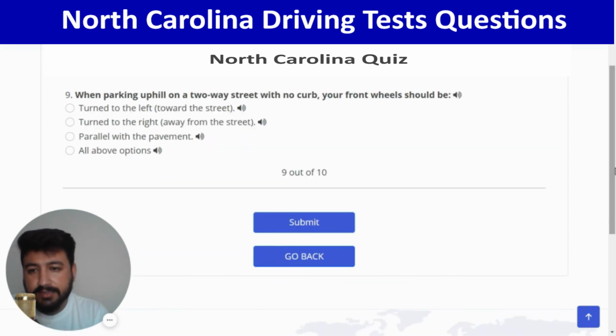The question is, when parking uphill on a two-way street with no curb, your front wheel should be. The right answer of this question is turn to the right away from the street. So I'm going to select the second option.